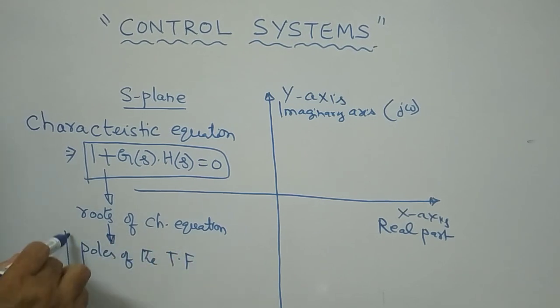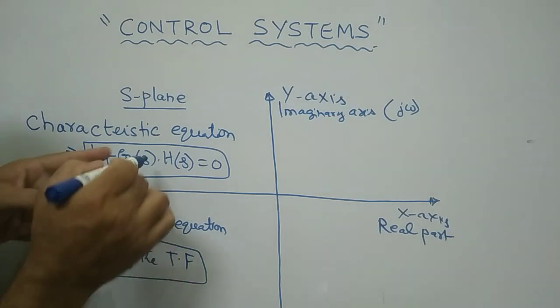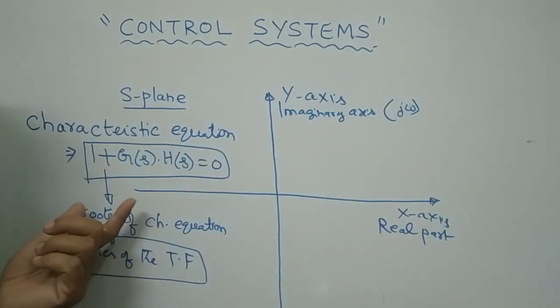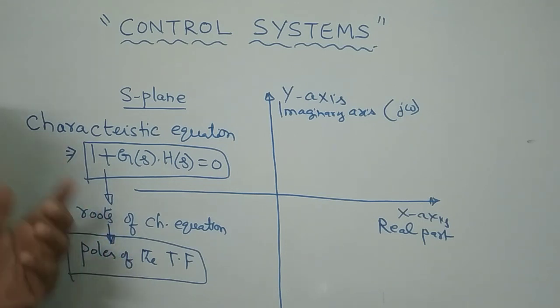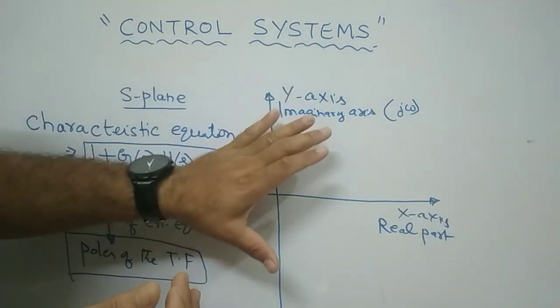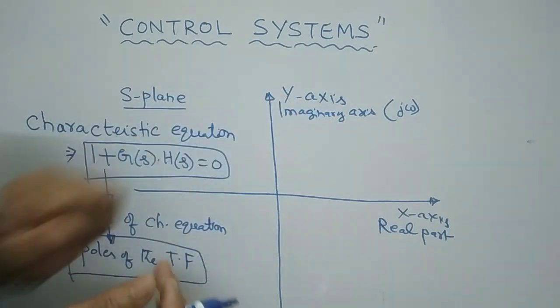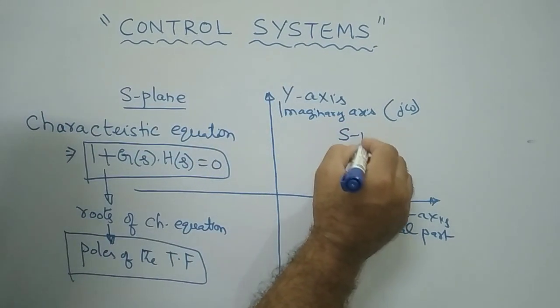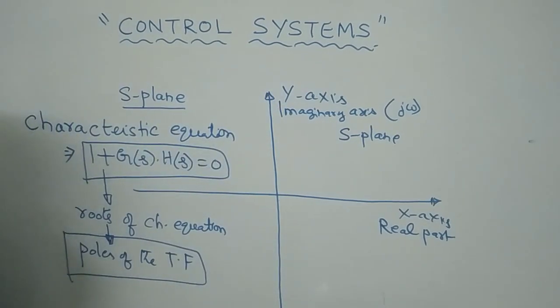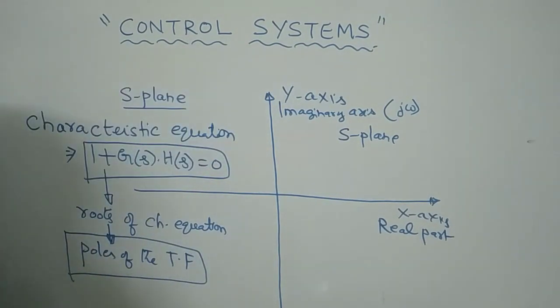Very important: the roots of the characteristic equation of the given transfer function are called the poles of the transfer function. Now these poles will be represented on this S plane. As I just explained, the poles may be real, a combination of real plus imaginary, or imaginary alone, no problem. These poles will be identified, marked, or represented on this S plane, which is the graph with an x-axis and a y-axis.